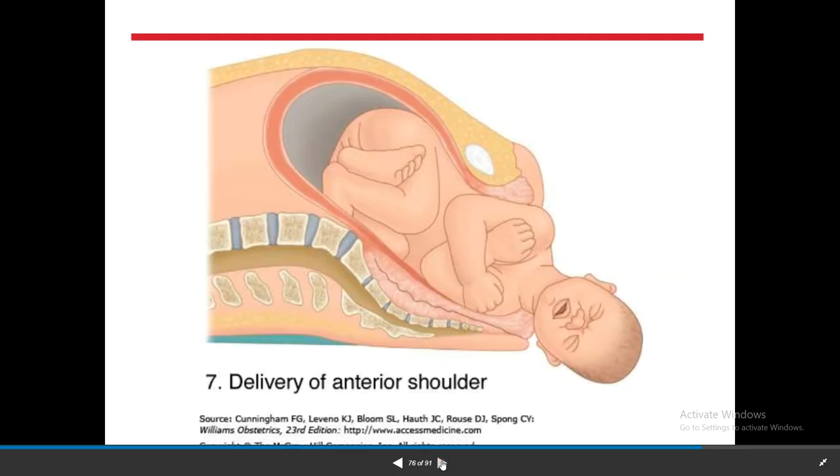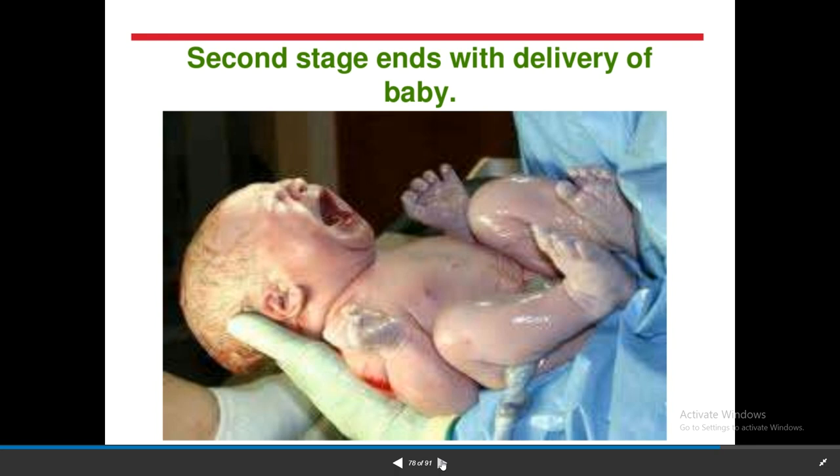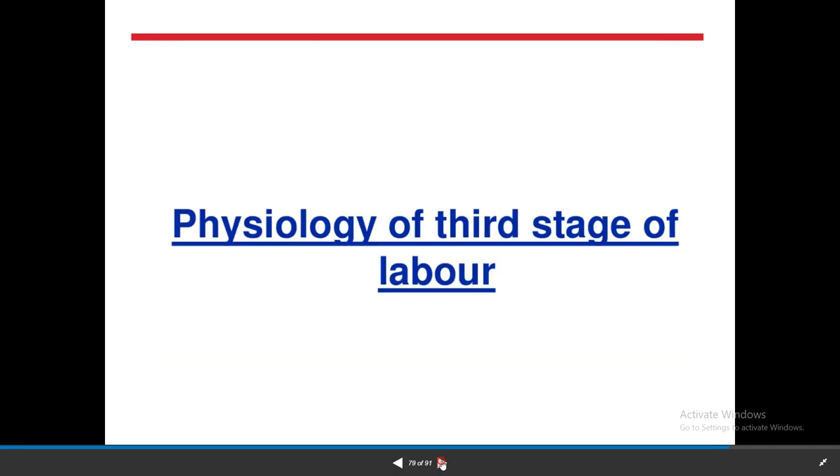Delivery of the anterior shoulder. Delivery of the posterior shoulder. Second stage ends with the delivery of the baby.